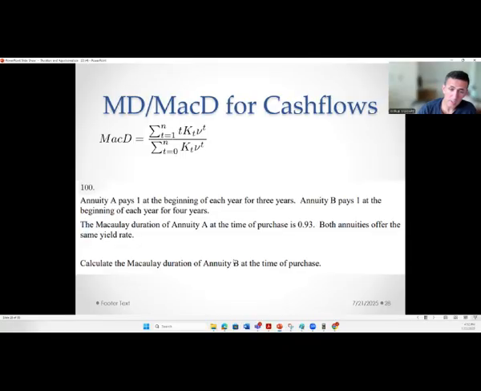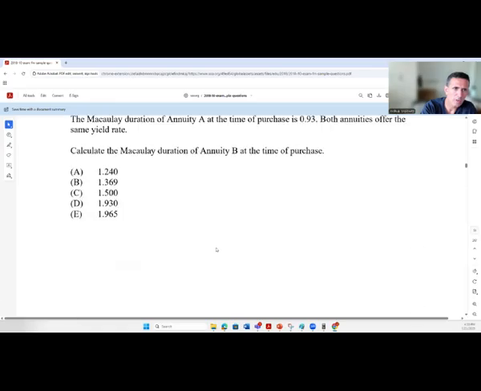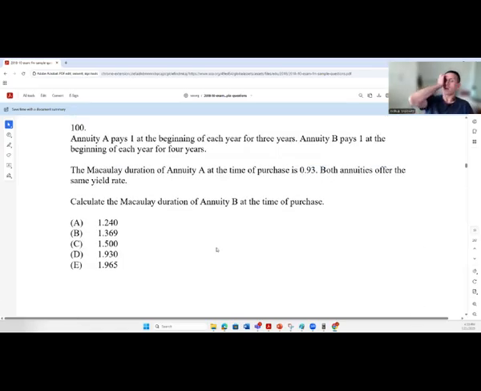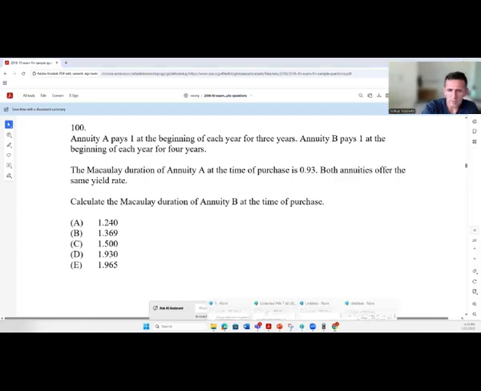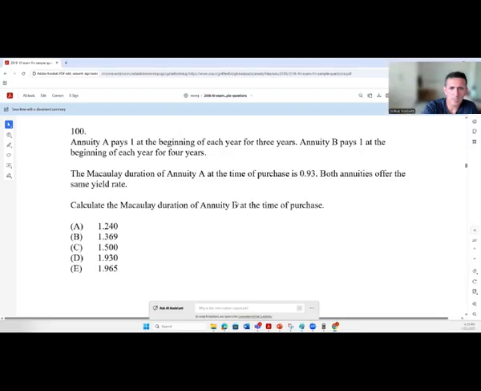All right, one more problem, which is just the one prior. Problem 100. It's not too bad a problem. We have 2 annuities. The Macaulay duration of the first annuity is 0.93. They have the same yield rate. Figure out the Macaulay duration of the second. Not all that much to this.